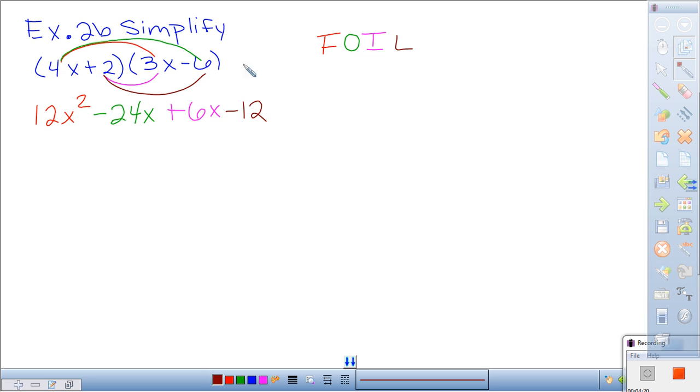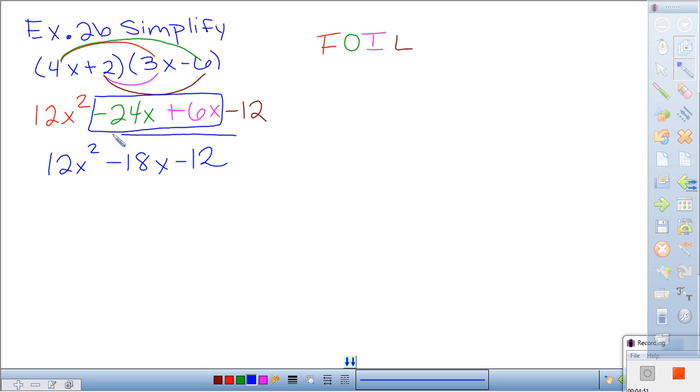Now that we've successfully multiplied our two binomials together, we need to make sure that if we can simplify, we simplify. And again, I see we do have some like terms that we can combine, so we need to combine our like terms so that we fulfill the simplification direction. So I have 12x squared, negative 24x plus 6x. Now I end up with a negative 18x minus 12. And that is now in simplest form, so we are finished.